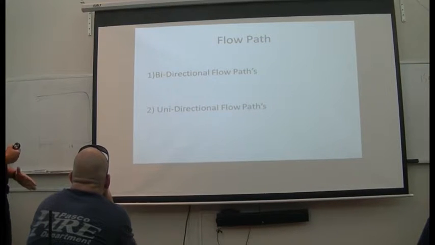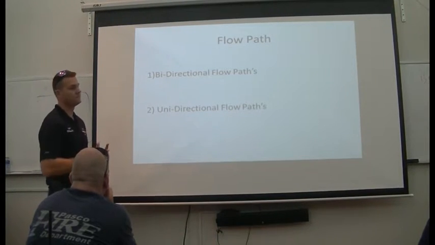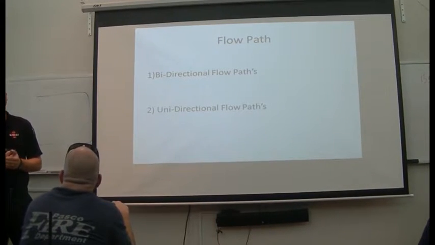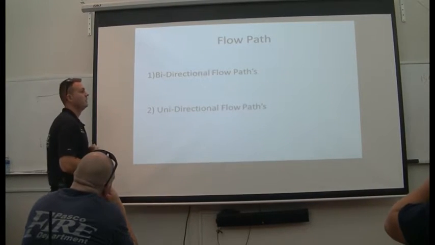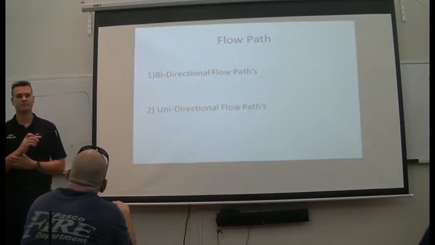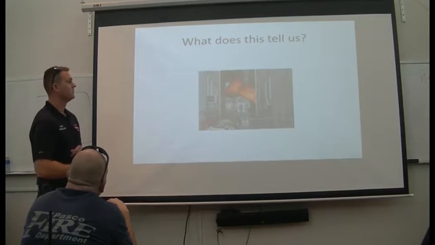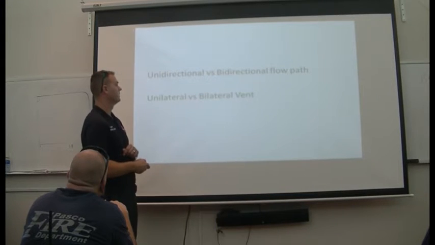So, flow paths: bidirectional versus unidirectional. What's the difference? Bidirectional is contained to a box, so it doesn't have its own flow. Not bidirectional or unidirectional vents, but flow paths, intake and exhaust. Exactly, intake and exhaust are the same opening. I should have put these in a different order. That's contained to a box.